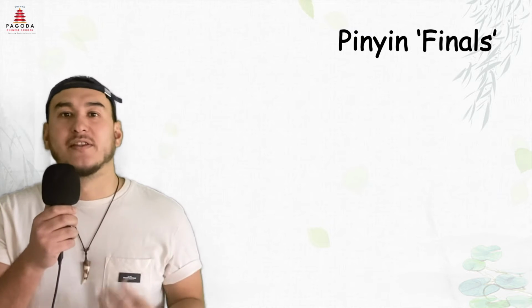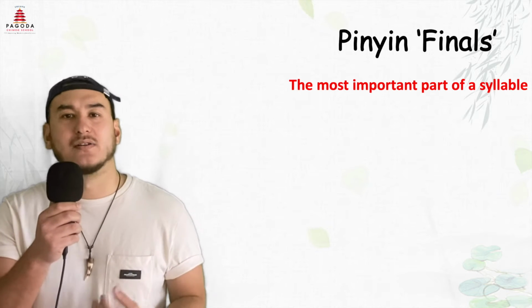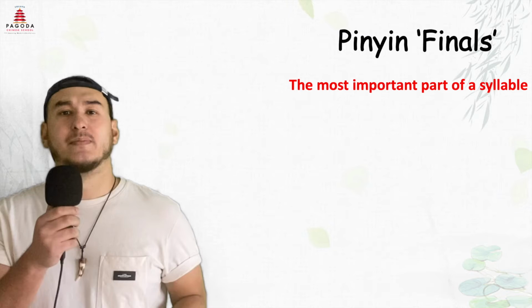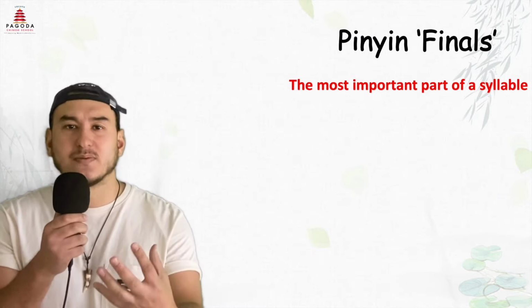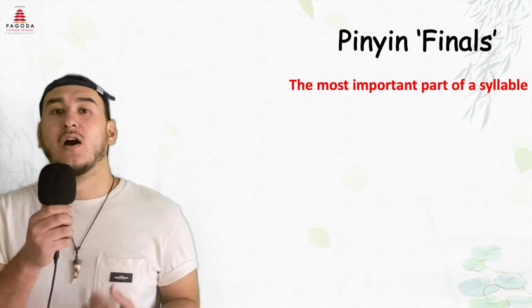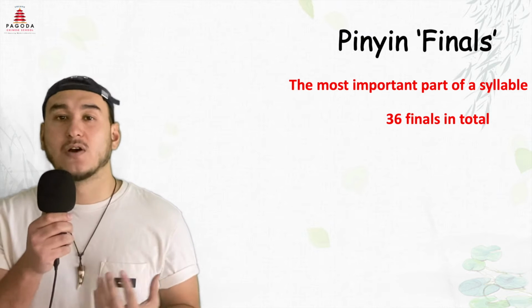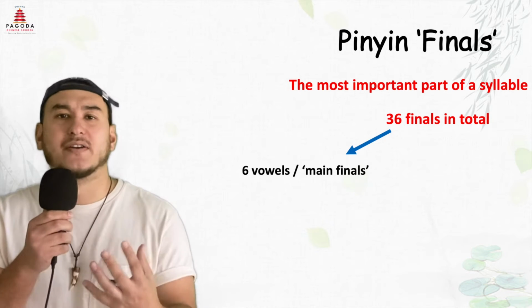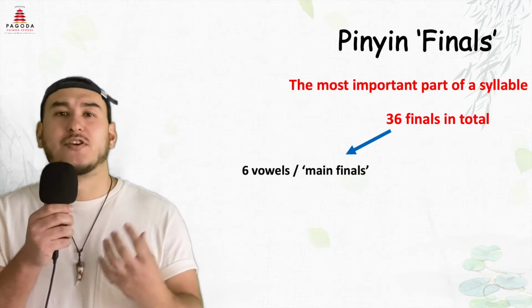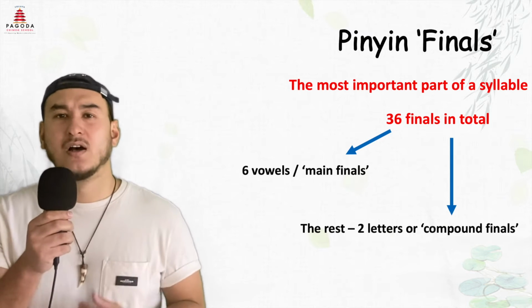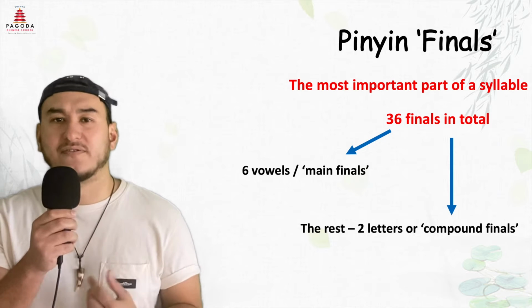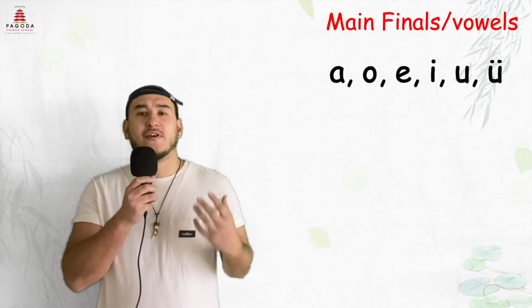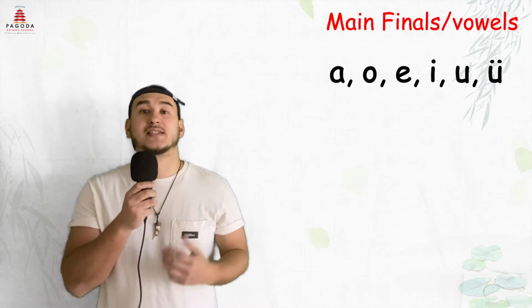Now, let's explore the second part to a pinyin syllable, the final. It could be said that the final is the most important part of the syllable, because without the final, it's impossible to construct the syllable itself. Okay, so there's 36 finals in total, including 6 vowels or single letter finals or main finals, and the rest are formed with either 2 letters or join with other finals to form compound finals. First, let's learn the main finals, the 6 vowels.